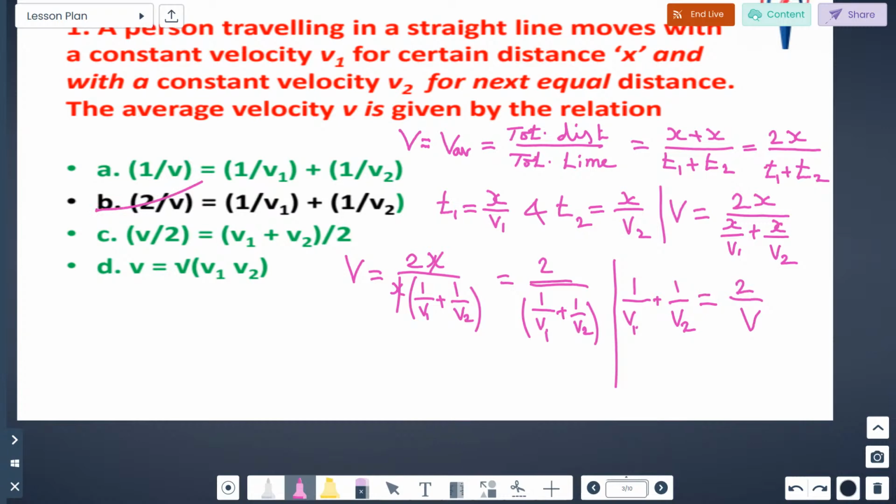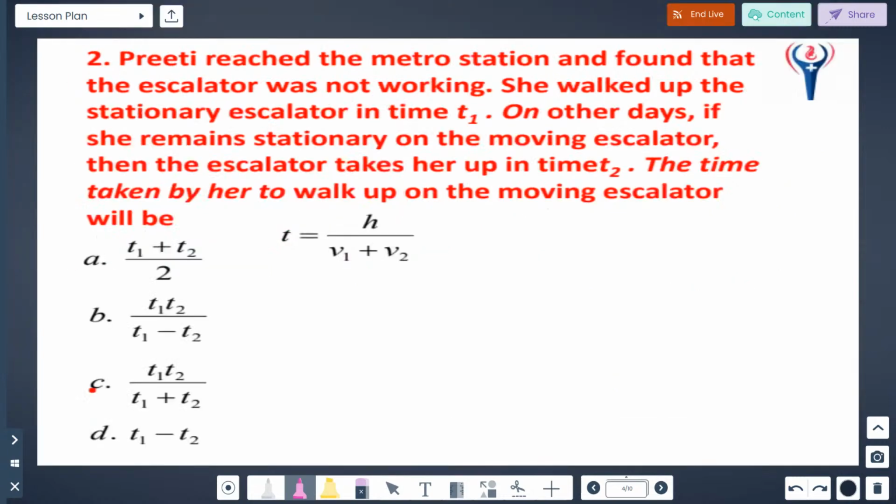Okay. Let's move to question number 2. Preeti reached the metro station and found that the escalator was not working. She walked up the stationary escalator in time t1. On other days, if she remains stationary on the moving escalator, then the escalator takes her up in time t2. The time taken by her to walk up on the moving escalator will be dash. Option C will be a correct answer.